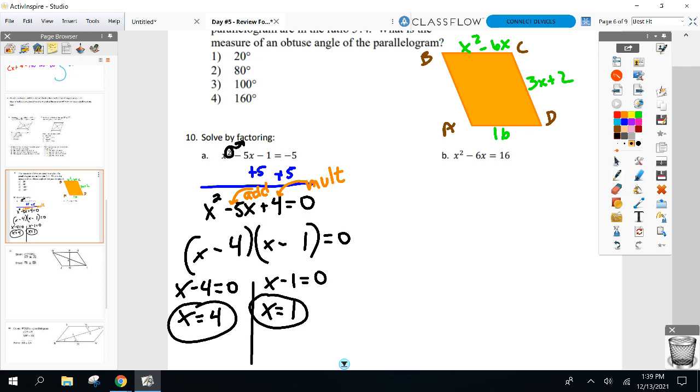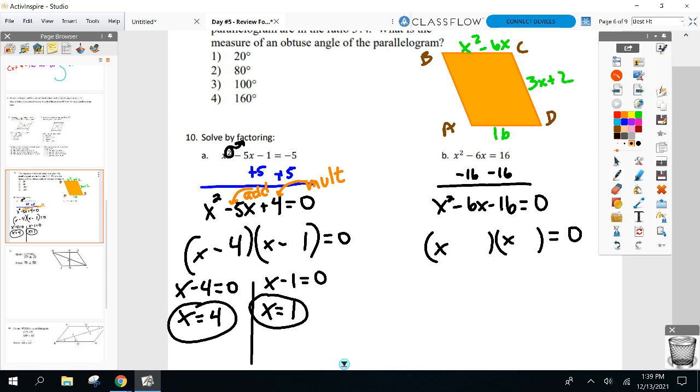What are you doing now? Next. Second time through. Set it to 0. Subtract 16 on both sides. X squared minus 6x minus 16 equals 0.